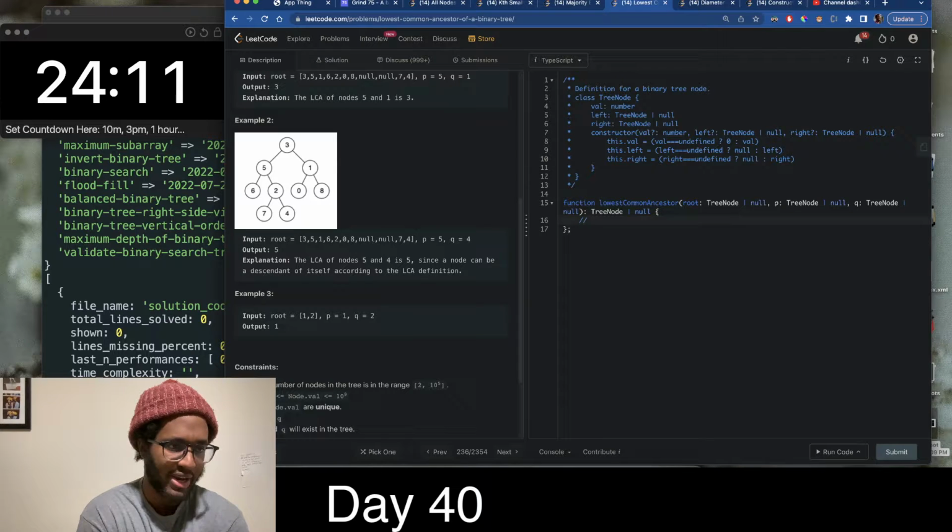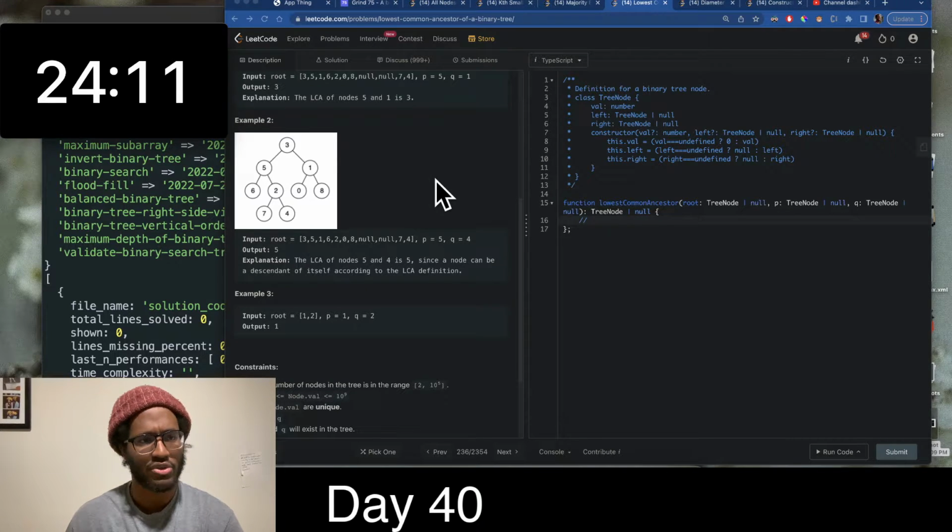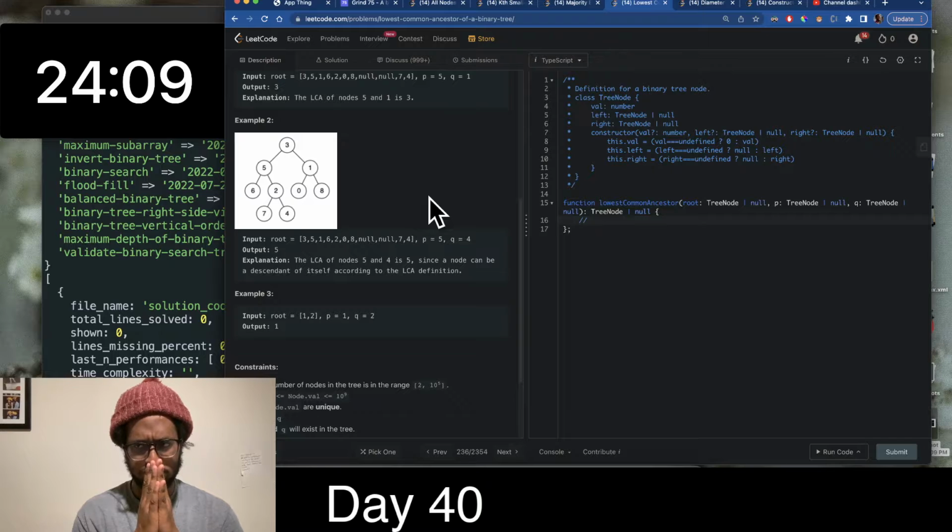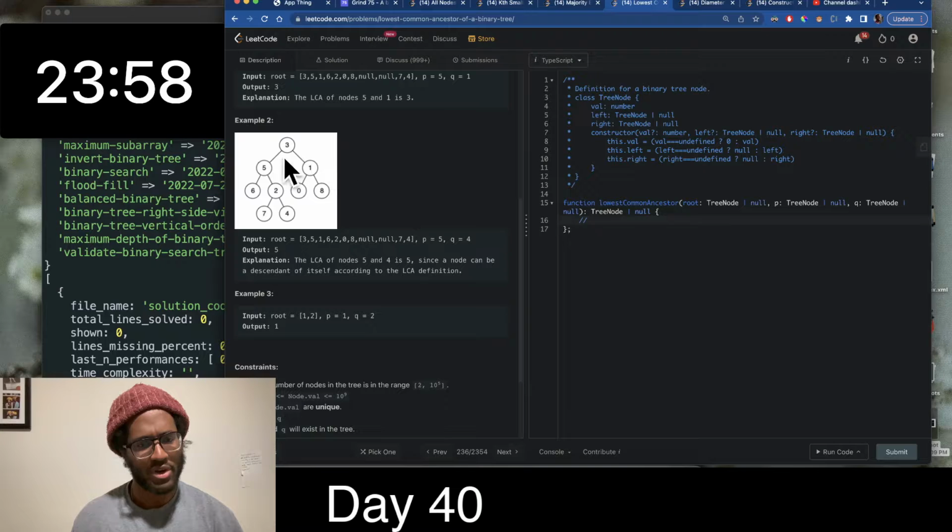What if we did a level order traversal? If we did a level order traversal, we'd have 3, 5, 1, 6, 2, 0, 8, 7, 4.